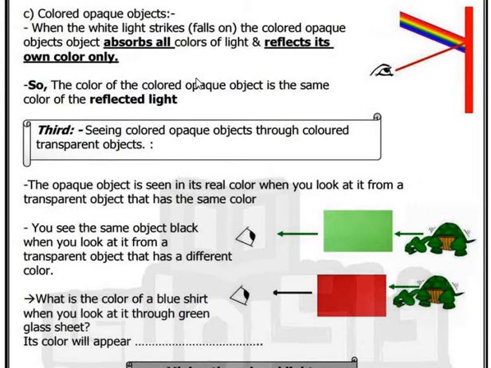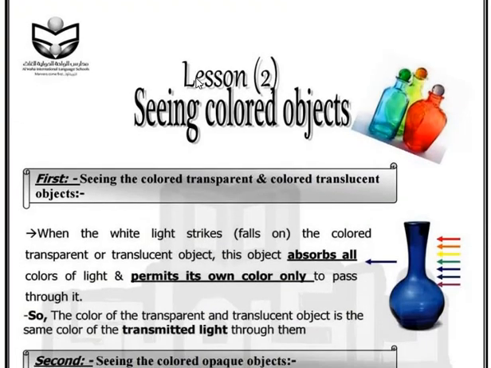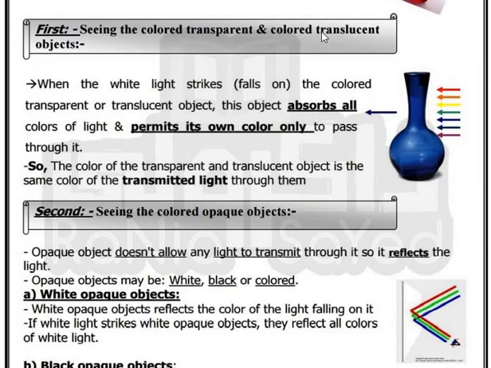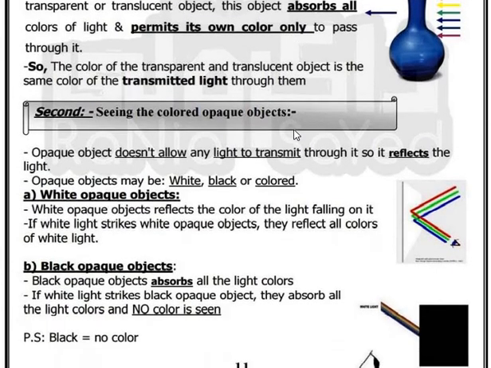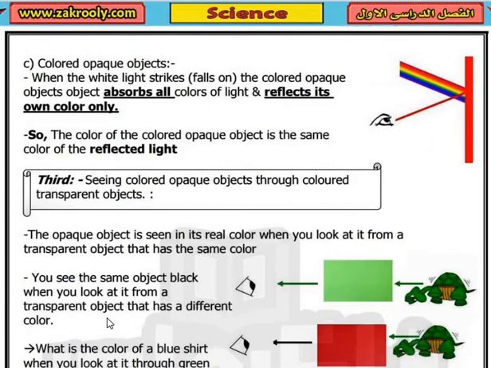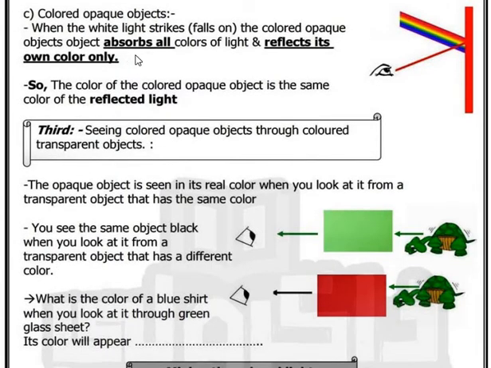Now a quick review of what we have taken. The transparent and semi-transparent objects, what do they do? They absorb all light colors and allow their own color only to pass through. The white opaque object reflects all light colors that fall on it. The black opaque object absorbs all light colors that fall on it. The colored opaque object absorbs all light colors and reflects its own color only.